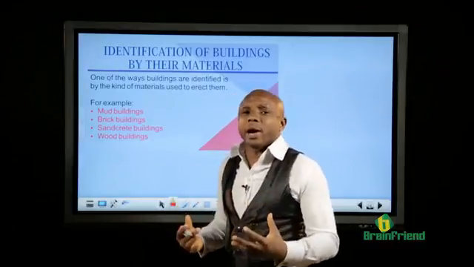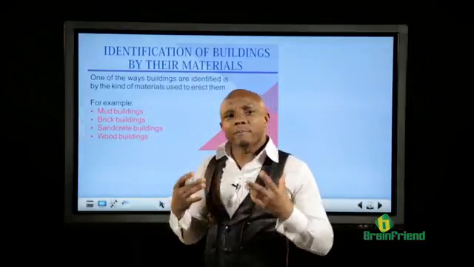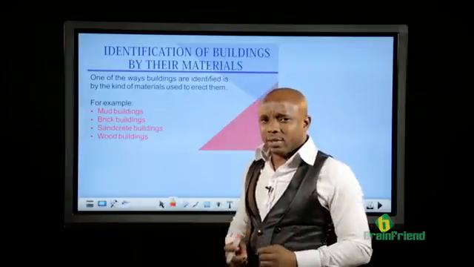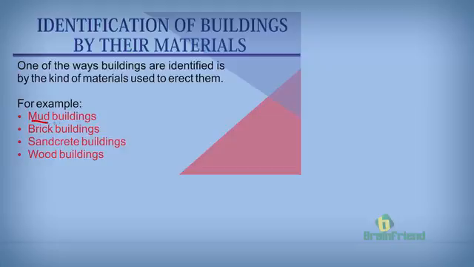The next way we can identify our buildings is by the kind of materials that are used to erect the building. We have buildings that are erected with mud. We call them mud buildings. We have buildings that are erected with brick. We call them brick buildings. We also have buildings that are erected with sandcrete. We call this kind of buildings sandcrete buildings. And we also have buildings that are erected with wood. And these kinds of buildings are called wood buildings. Now let's move on to discuss them one after the other.